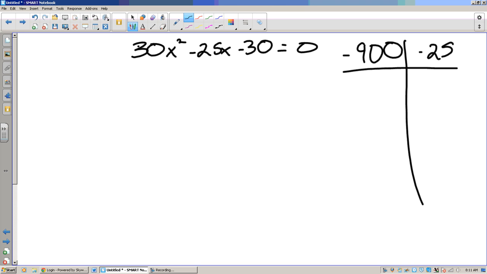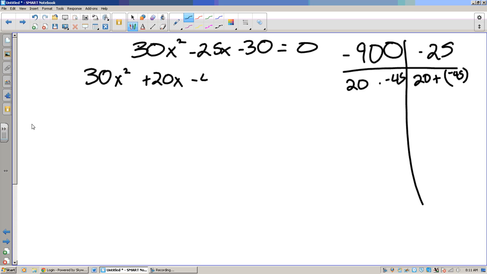Logan, what was it? 20 and negative 45. And 20 plus negative 45 equals negative 25. So we can split the middle term with that, and then you'll see why it gets a little dicey, but it's not done at that point. So I'm splitting the middle term with this. Okay, so I do that.